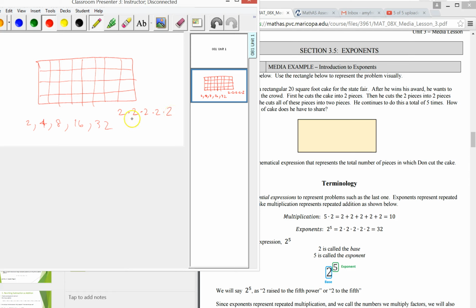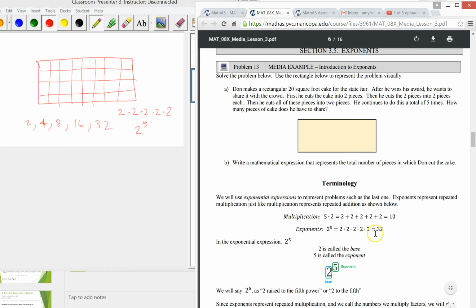And we're going to actually use that factors of language. And then someone said, this is really annoying to write, so let's make a shorthand, which we call exponents, and this is 2 to the 5th. So we have some terminology here. We want them to see that multiplication is repeated addition. Exponents are repeated multiplication, which is why we say factors.